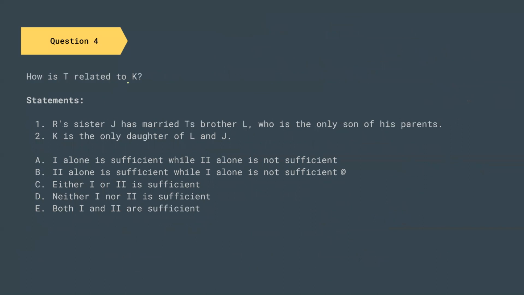How is T related to K? I will try to answer this question by just looking at the statements here. R's sister is J. So we have a person R and his sister J. Okay. So what we have is R's sister is J and T's brother is L. So we have another person T and his brother L.